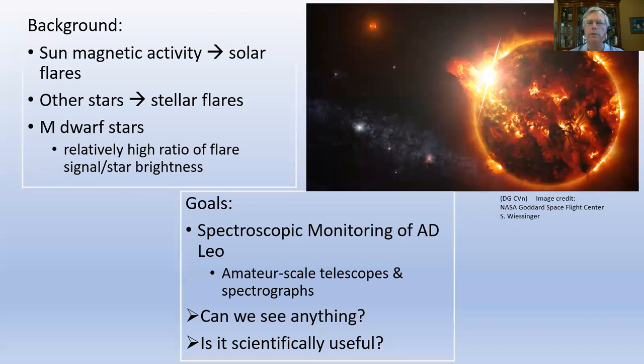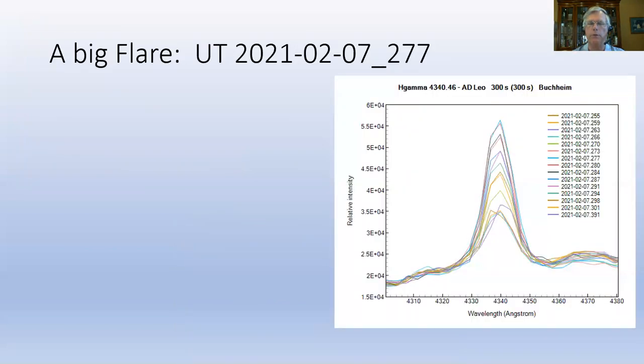We monitored AD Leo to address two questions. First, could we see anything at all that represented stellar flare events? And second, if we did see something, might our observations be of some use to this field of research? As it worked out, we did indeed see clear signatures of stellar flares. The scientific value of small telescope spectroscopy of these flares is still a bit of an open question, but the prospect is tantalizing.